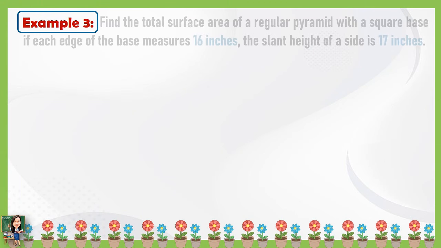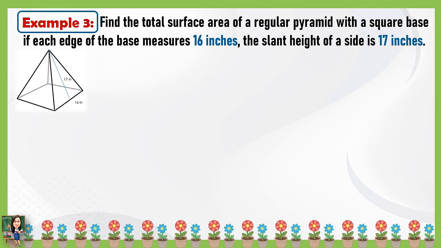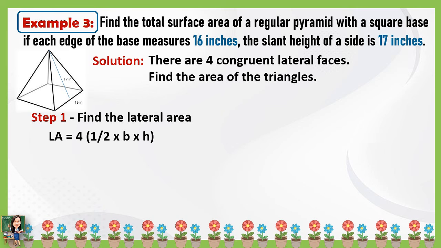Example number 3. Find the total surface area of a regular pyramid with a square base. Each edge of the base measures 16 inches, and the slant height of a side is 17 inches. And here is the solution. There are 4 congruent lateral faces. Find the area of the triangles. Step 1, find the lateral area. So lateral area equals 4, which is the 4 congruent lateral faces, multiplied by 1/2 times base times height. The base is 16 inches and the height is 17 inches.